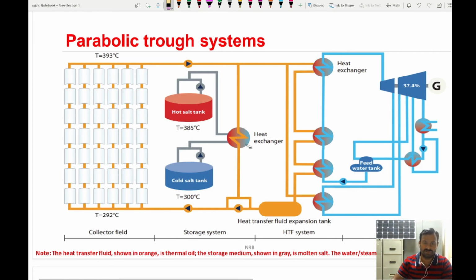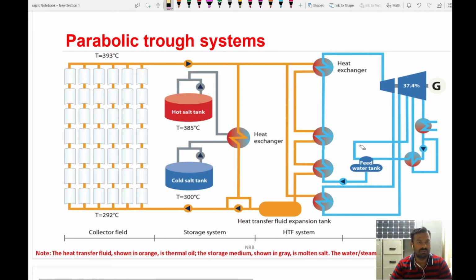So the temperature of this liquid is going to rise because of the molten salt, which is available at high temperature. Now again the same process: the high temperature fluid is passing through and it is going to vaporize the water here. So we produce high pressure steam and the process remains the same. So this is about the parabolic trough system.